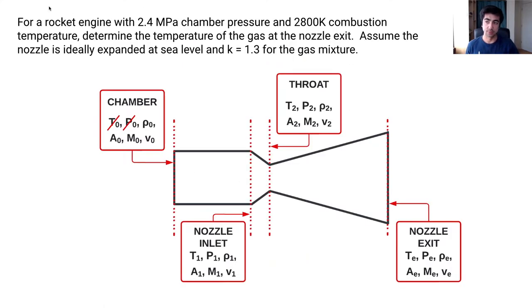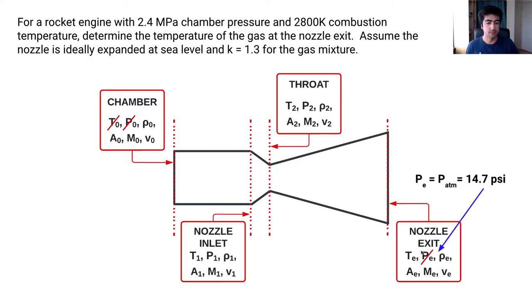And we'll see an example of how you can use this to determine certain properties of the chamber. For a rocket engine with 2.4 megapascals chamber pressure and 2800 Kelvin combustion temperature, it's asking to determine the temperature of the gas at the nozzle exit, and assume the nozzle is ideally expanded at sea level and that K equals 1.3 for the gas mixture. So here you see we start off knowing the temperature and pressure at the chamber, and we're being asked to determine the temperature at the exit.